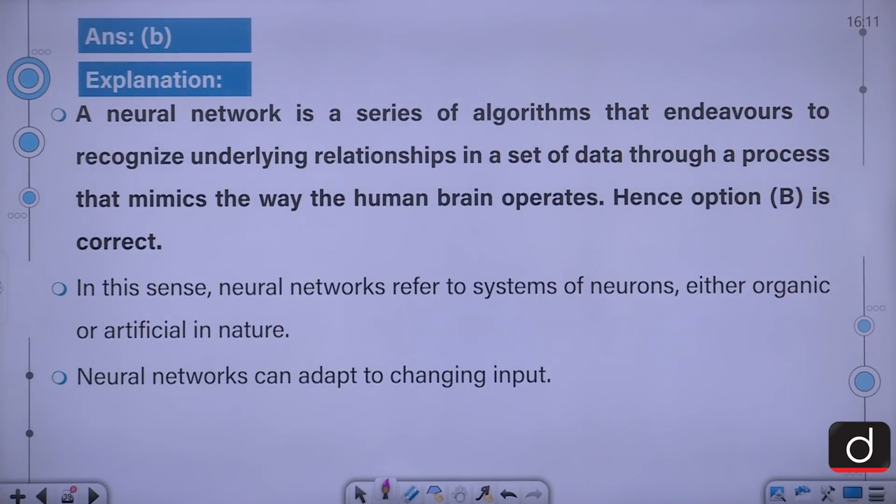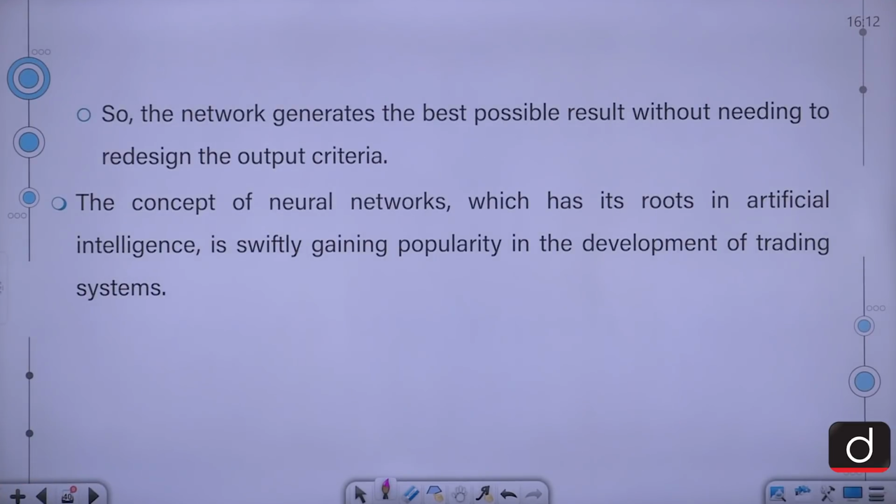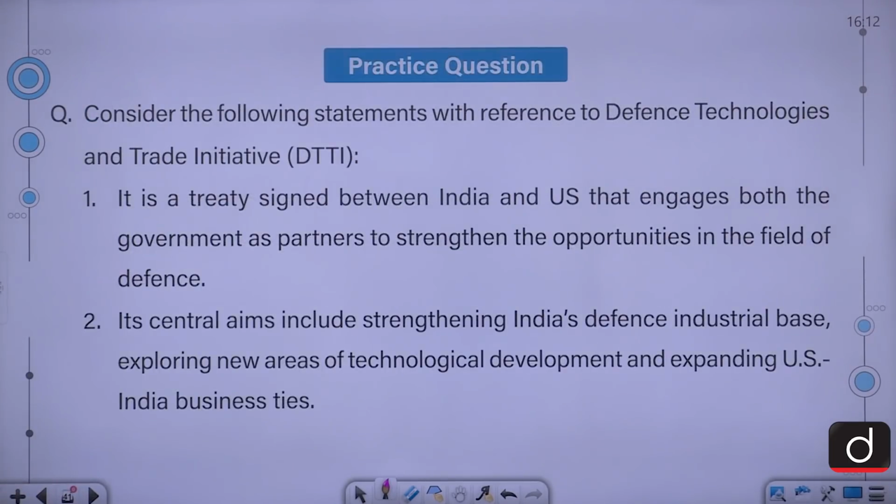A neural network is a series of algorithms that endeavors to recognize underlying relationships in a set of data through a process that mimics the way the human brain operates. In this sense, neural networks refer to systems of neurons, either organic or artificial in nature. Neural networks can adapt to changing input, so the network generates the best possible result without needing to redesign the output criteria. The concept of neural networks, which has its roots in artificial intelligence, is swiftly gaining popularity in the development of trading systems. And let's move on to the practice question for our next segment.